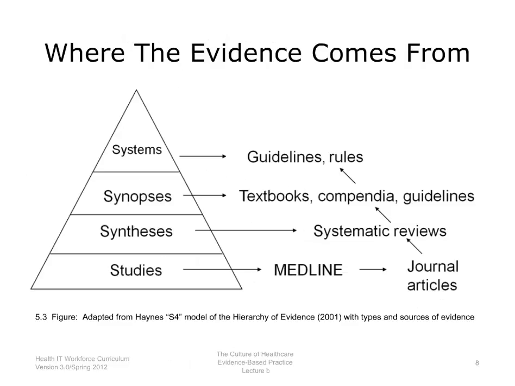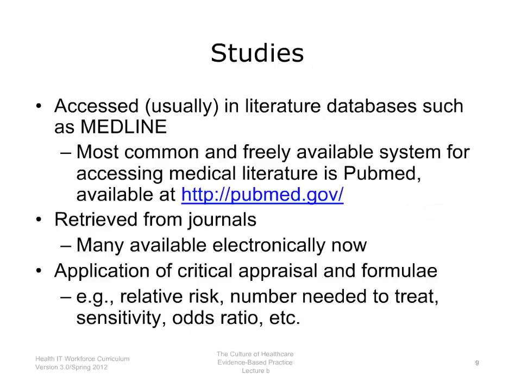Where does the evidence come from? Depending on the level, there are different types of evidence, and in the slides that follow, we will discuss a number of these in detail. Starting at the level of studies, this evidence usually comes from the medical literature, usually by accessing databases such as Medline, a database specific to medicine. Medline can be accessed in many ways, but the most common way, which is freely available, is PubMed from the National Library of Medicine.